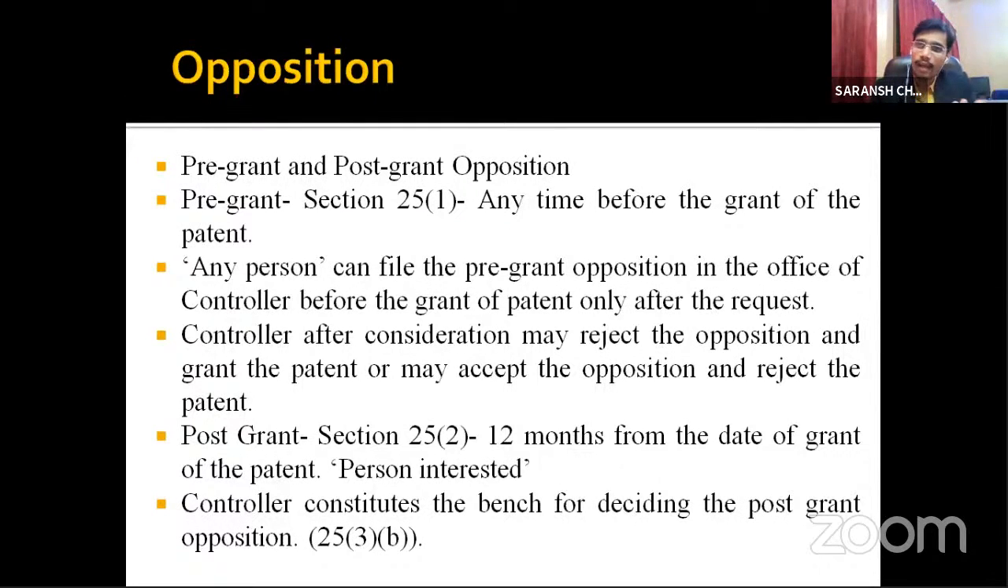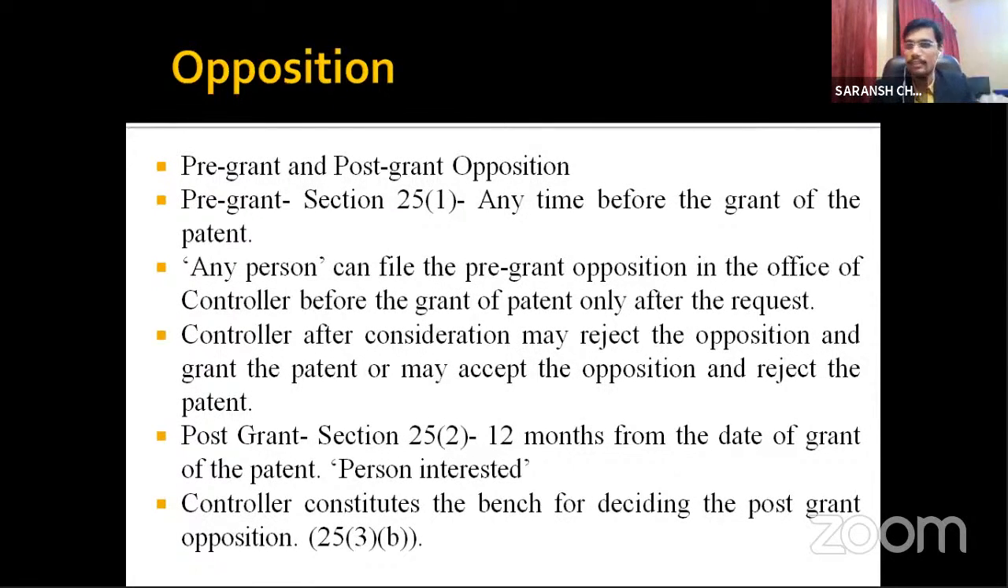So pre-grant, anybody can file. Post-grant, you have to prove that you are a person interested in this area. Now, pre-grant, any person is interested. Rule number 55 of the Patent Rules 2003 says that the controller cannot take up a pre-grant opposition until and unless a request of examination has been filed.